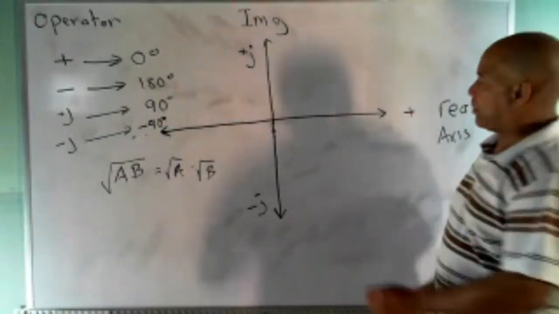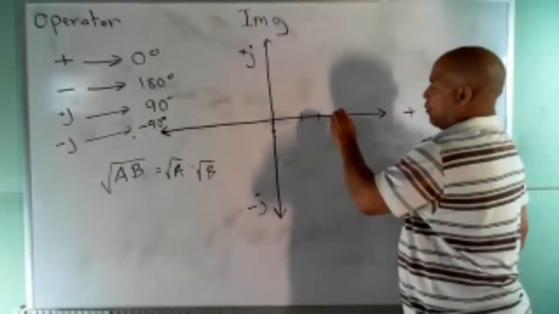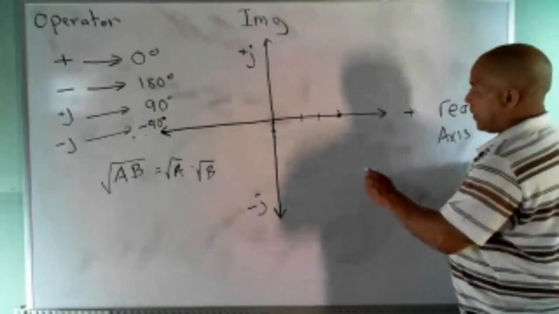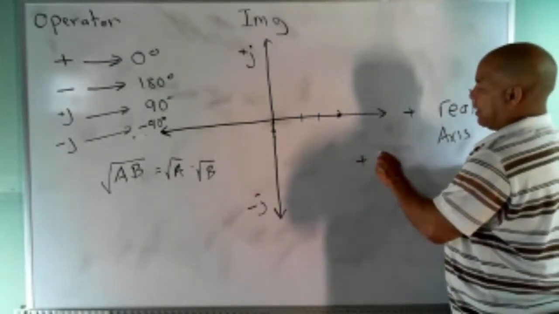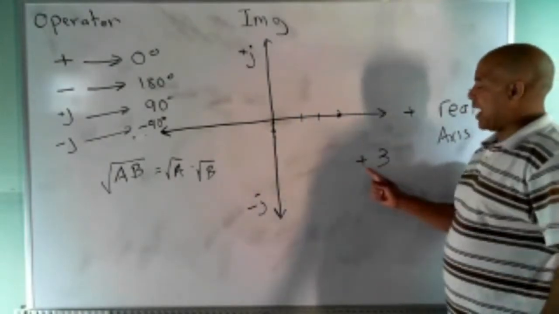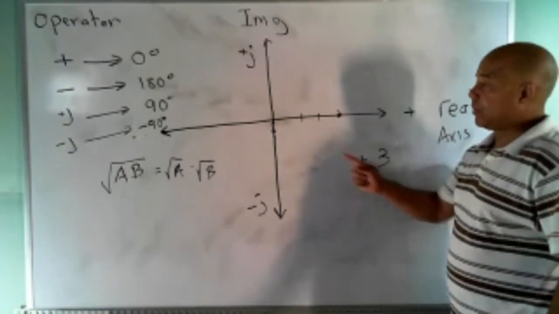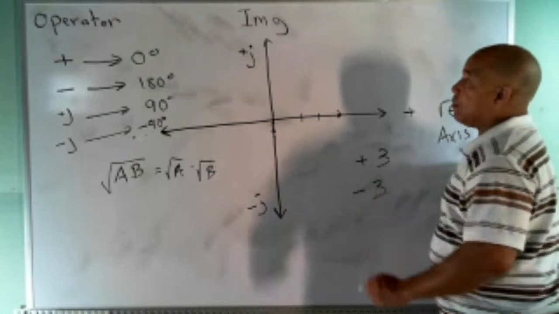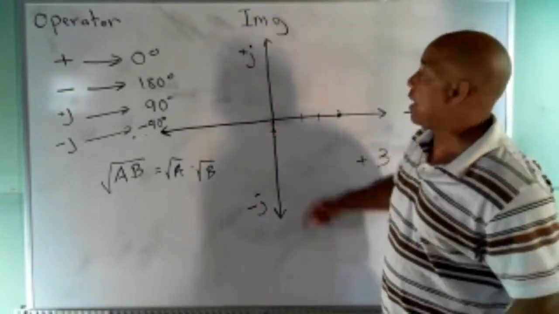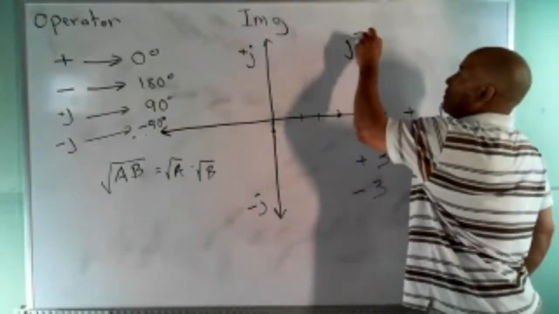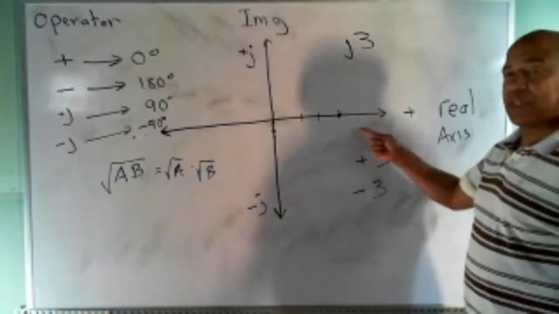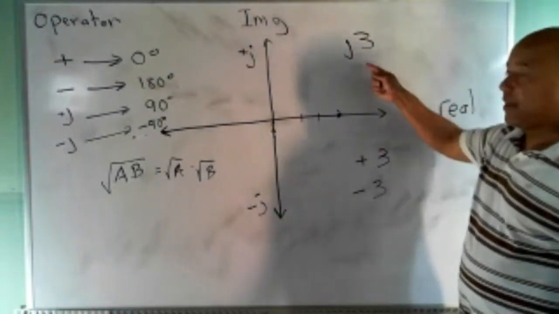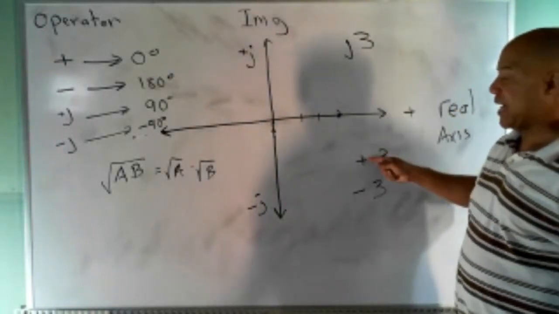Now, remember when I wrote that number 3, what I did, I put the plus sign and then the 3. I wrote the operator first and then the magnitude. Or when I did negative 3, I wrote the operator first and then the magnitude. Well, if I had an imaginary 3, I would write the J operator first and then the magnitude, just keeping in line with this right here. As we do this, we do that. That operator is just like the plus sign or the minus sign.